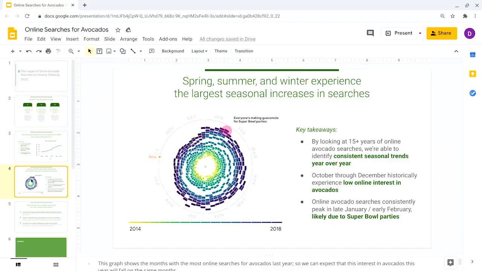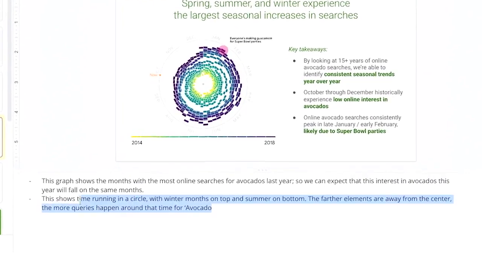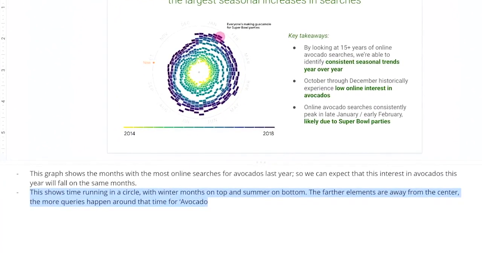This data viz is really interesting, but can be hard to understand at a glance. So our audience might have questions about how to read it. Knowing that, we can add an explanation to our speaker notes to answer these questions as soon as this graph's introduced. This shows time running in a circle with winter months on top and summer on bottom. The farther elements are away from the center, the more queries happen around that time for avocado.